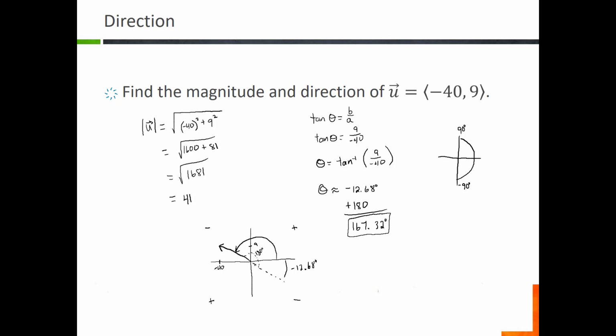Another way to do it, if you didn't think to add the 180, is this 12.68 is also equal to the acute angle over here between our vector and the negative x-axis. And if that's 12.68, we know this is 90 degrees, and so we could figure out what the angle is there. It's a lot easier just to add in the 180, but there are other geometry properties we could use. So again, for our vector negative 40, 9, we found a magnitude of 41 and a direction of 167.32 degrees.